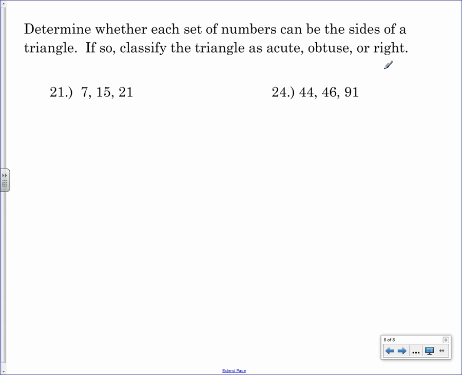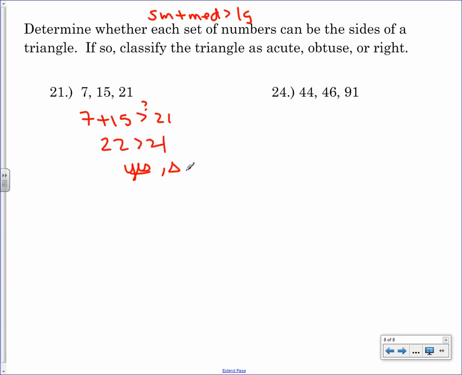So how do we see if something's a triangle or not? Yes. Small plus medium has to be bigger than large. So on number 21, I'm going to see if 7 plus 15 is bigger than 21, question mark, right? What is 7 plus 15? Is 22 bigger than 21? So yes, it's a triangle.